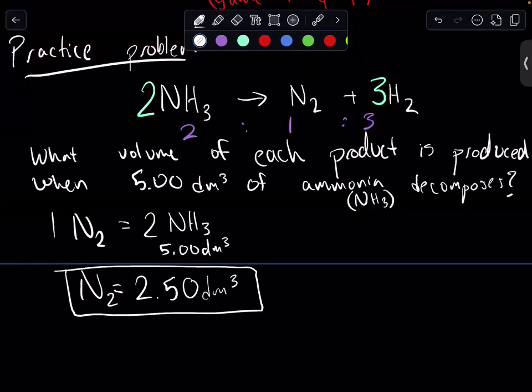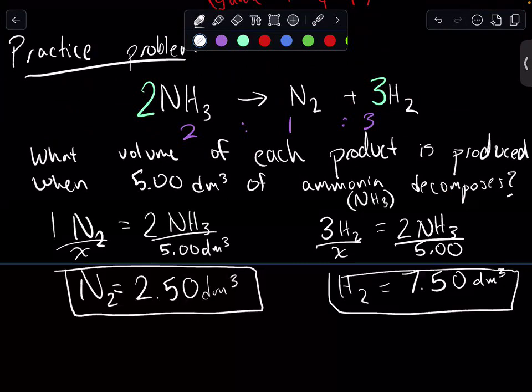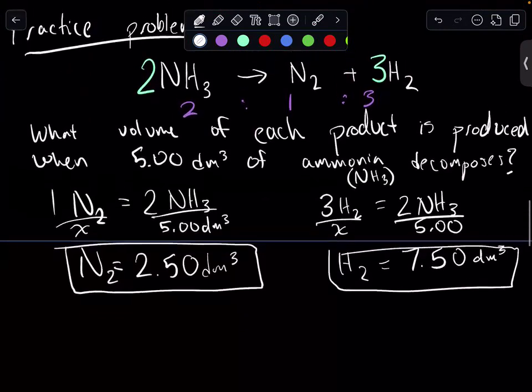Furthermore, if we look at our hydrogen, we have 3 hydrogen to 2 ammonia. And if we once again have 5.00, then we know that our hydrogen must be 7.50 decimeters cubed. You can really just take this as a ratio and solve for x. Same thing over here. If that helps, you can do that cross multiplication, do whatever you need, but this is basically it. If you want to stick around, I'll show you one more way to do it. Otherwise, that is the end of this.